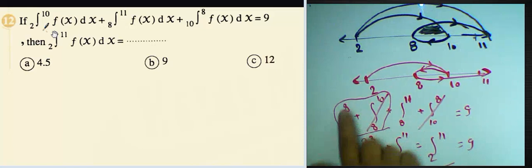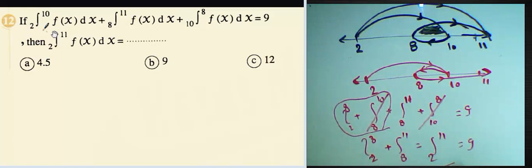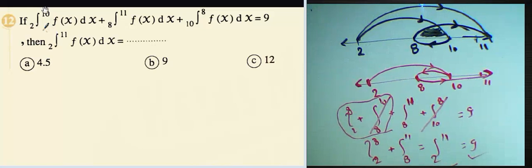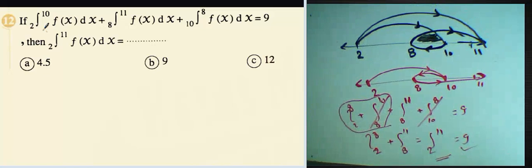0 plus 2 to 8 plus 8 to 11 will be 2 to 11. The result will be equal 9. So the result will be equal 9 about this function. Okay, it's the second method to solve this example.